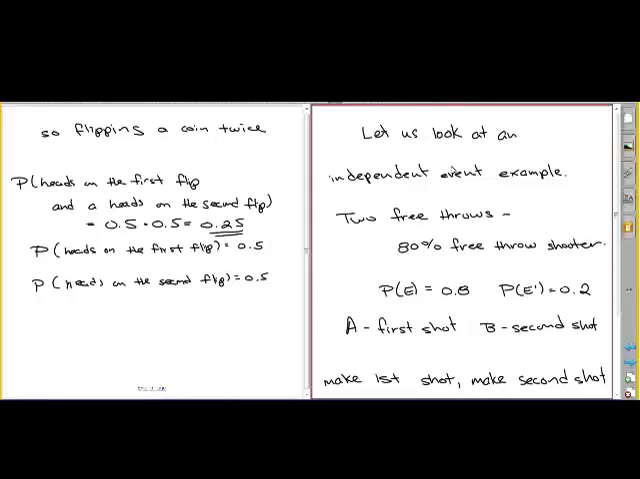Here's another example, shooting free throws. Now, theoretically, I guess if you make the first one, you might get nervous and you might have a lower percentage the second time when you shoot two shots, or you may get more confident and you may make the second one. So we're assuming that this person's ability at shooting free throws is independent of whether they made the first shot or not.